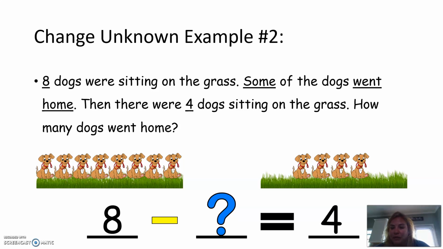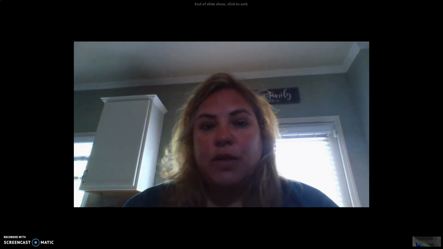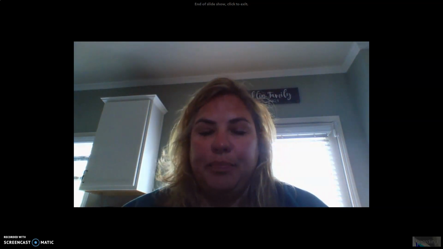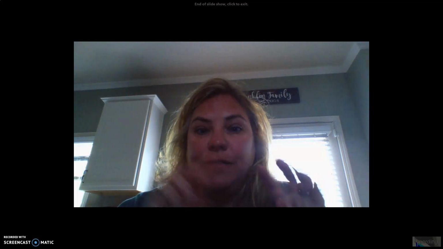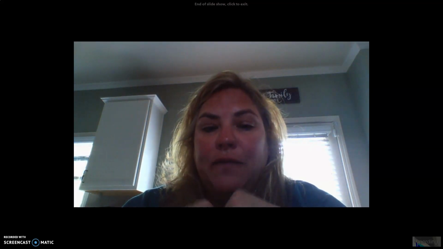So now you have to figure out how you are going to solve that missing part. So go ahead now, pause it, and solve for the missing part with whatever strategy you feel comfortable with. All right, so I'm going to go back to this. If you used a number bond to solve it, the answer is 4, okay? So those 4 dogs went home.